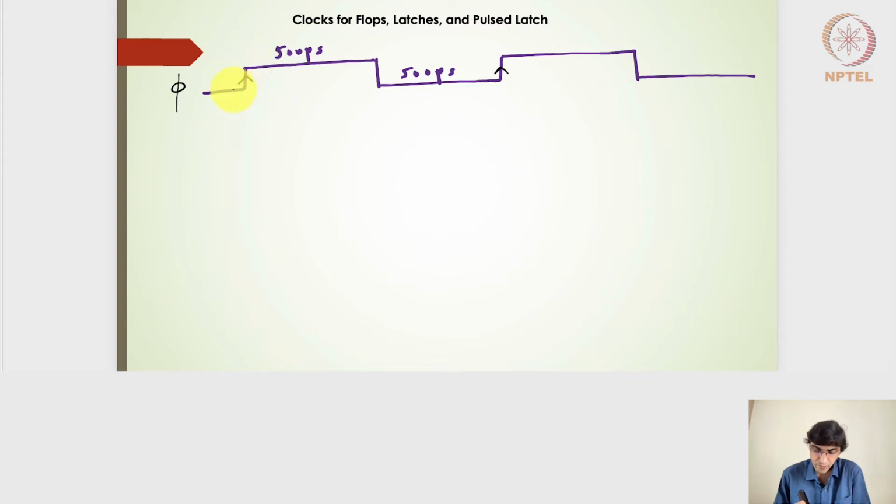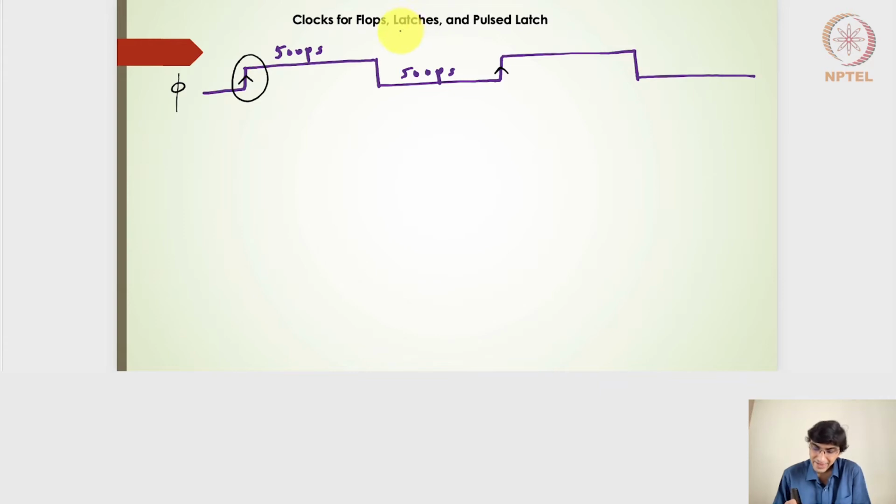So the flip-flop will be working only during this particular portion of the clock. Only for a positive edge triggered flip-flop, only when the clock does the transition from 0 to 1, we will get the output.